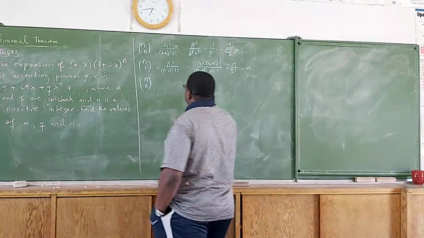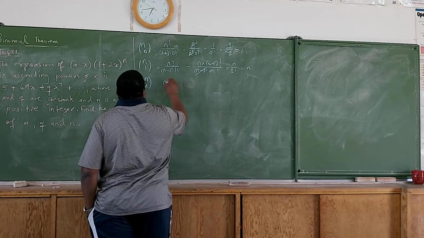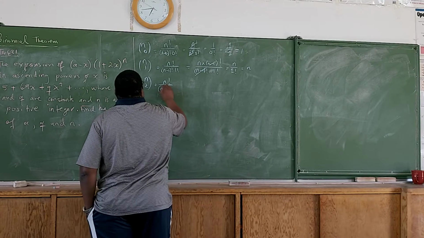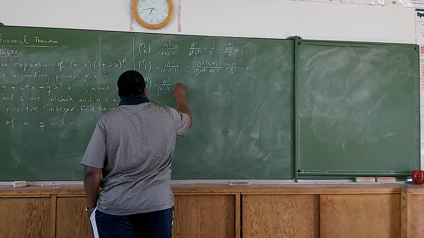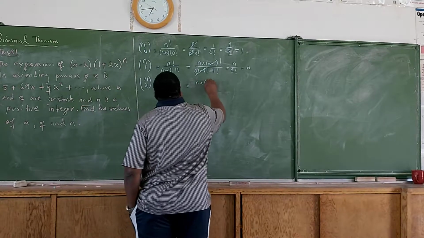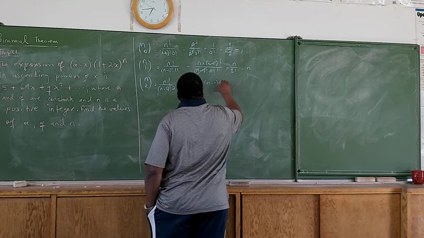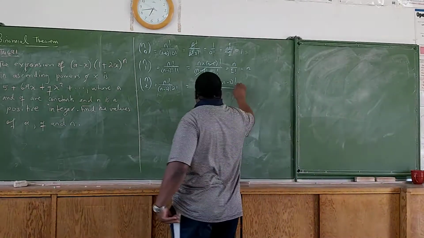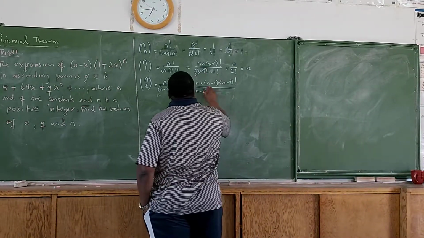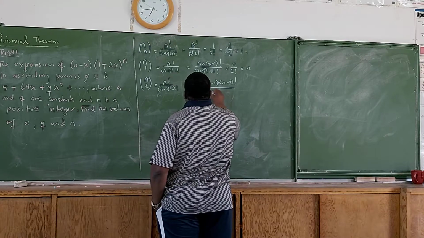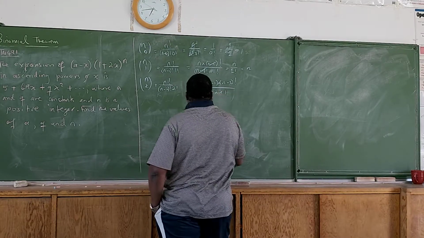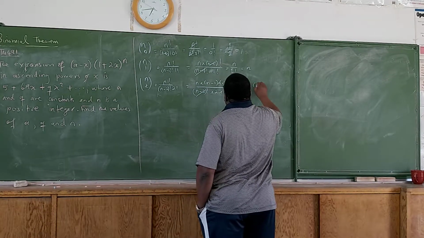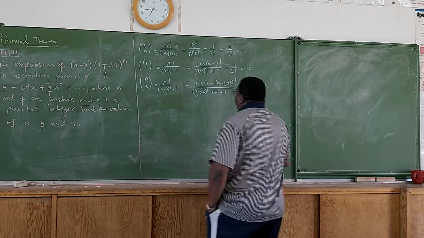Next one will be n times (n minus 1) upon 2. All right, so I'm going to have (n minus 2) factorial and then 2 factorial: n times (n minus 1) times (n minus 2) factorial over (n minus 2) factorial times 2 factorial. I'm just going to make 2 factorial as 2 times 1. Is that fine? Then they cancel, so you're left with n times (n minus 1) upon 2.